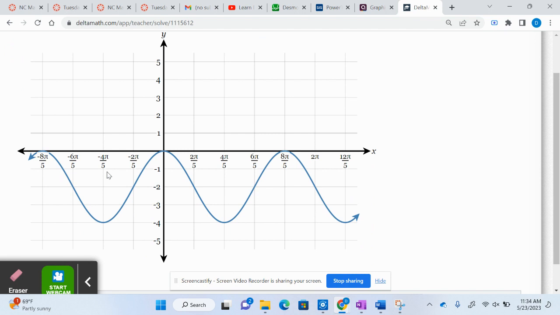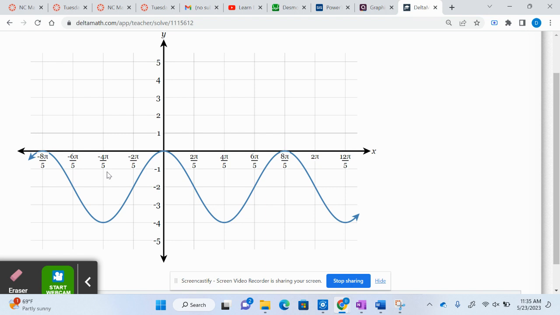How long does it take to complete one cycle? It takes 8 pi over 5 to complete one cycle. Okay, so when I think about how much is completed in a 2 pi, this is my frequency times my period, always has to equal 2 pi. Always. This is what your lesson is today. I'm glad that we have one that's kind of lengthy like this.